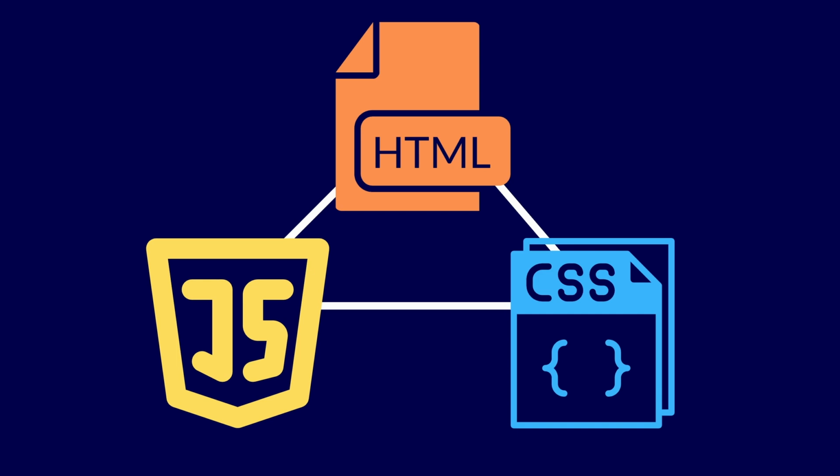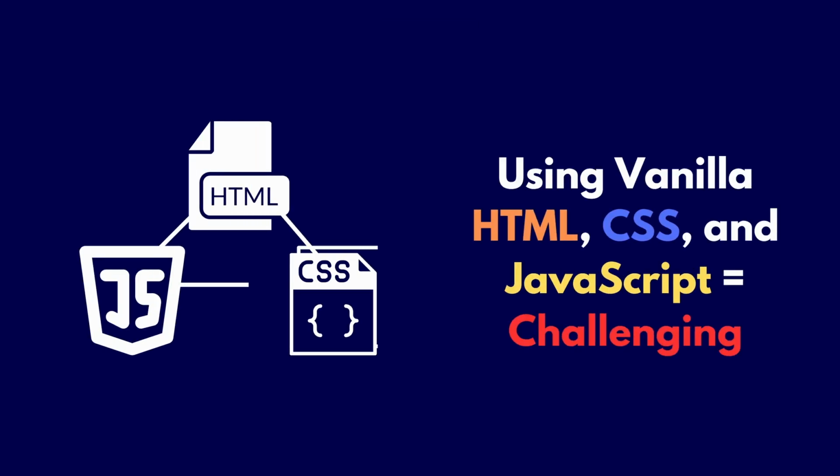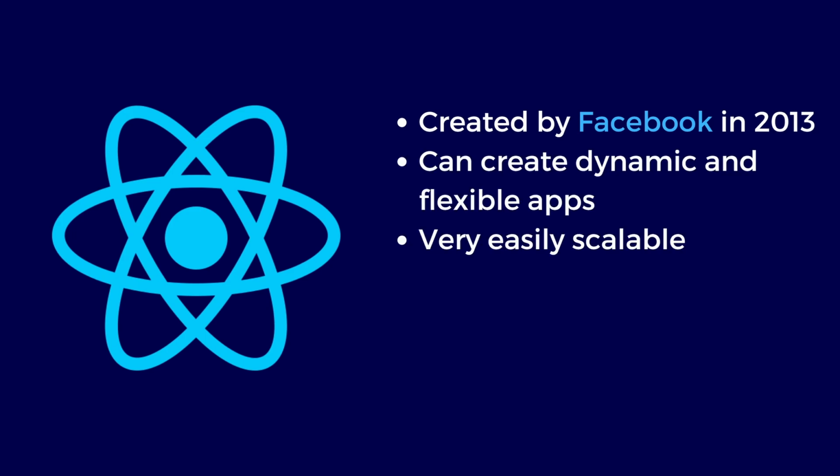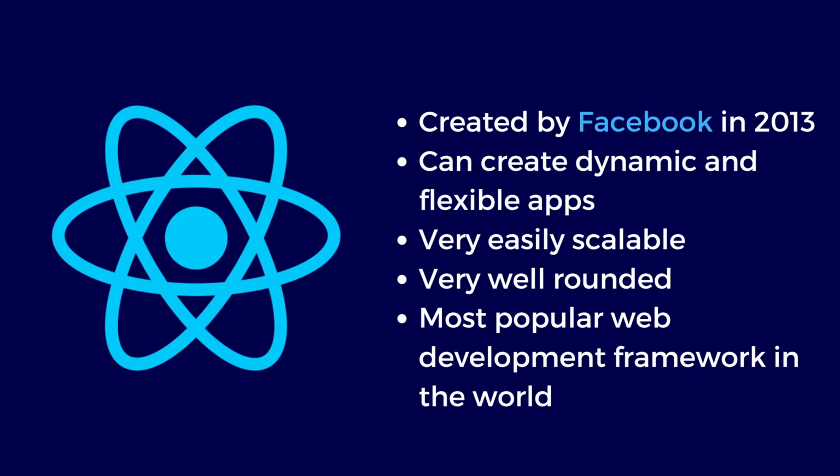However, in the last couple of years, as the web has become increasingly more complex, developers have found that creating large web apps that need to be super dynamic and flexible is simply very challenging just using JavaScript to interact with HTML and CSS. And this is where React comes in. React is a JavaScript framework created by Facebook in 2013. React is meant to solve the shortcomings of vanilla JavaScript, which is creating apps that can be dynamic and flexible while being easily scalable. React has gained popularity in recent years because of these factors, and many developers find it to be a very well-rounded framework, hence why it is currently the most popular JavaScript framework in the world.